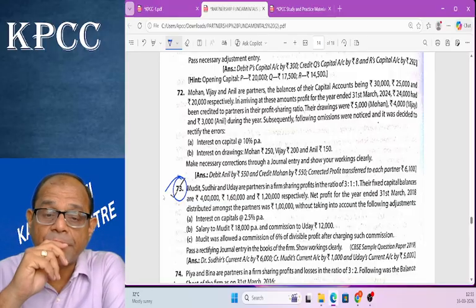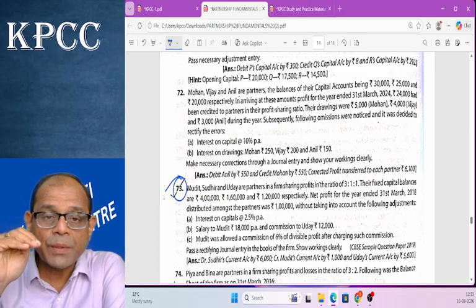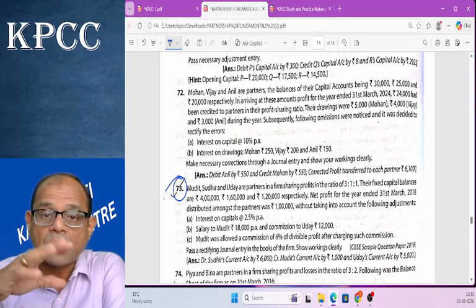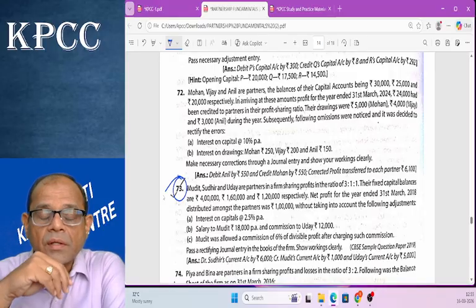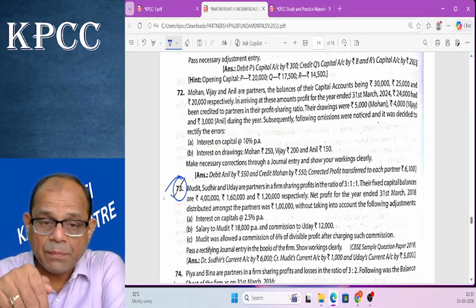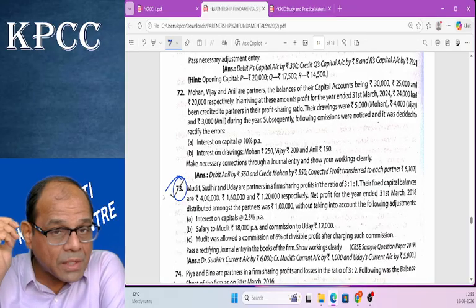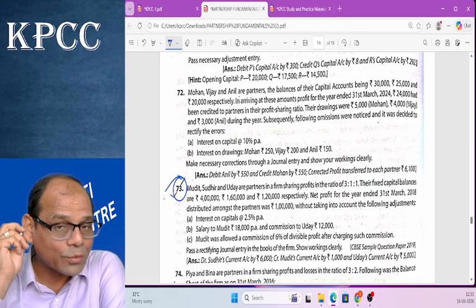What is past adjustment? Errors have been made while preparing the profit and loss appropriation account. Those errors will continue into the capital accounts, that will get reflected in the capital accounts, and those wrong capital balances will go into the balance sheet also.